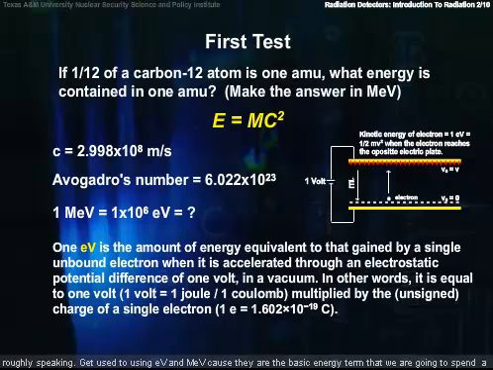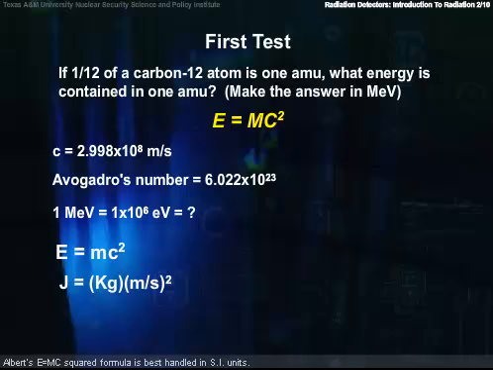Get used to using EVs and MeVs because they are the basic energy term we're going to spend a lot of time talking about. Given that, let's get started. Albert's E equals mc squared formula is best handled in SI units. This means the energy would be in joules, the mass would be in kilograms, and the speed of light would be in meters per second.